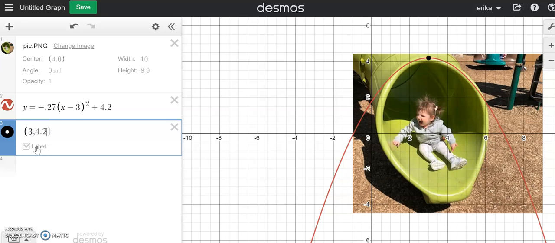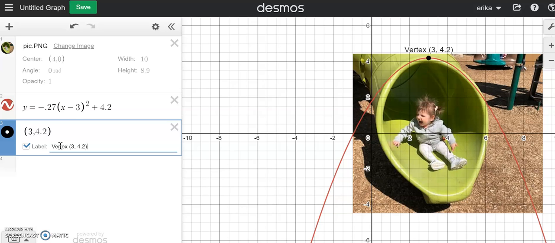I'm going to make it an ordered pair. I'm going to close my parenthesis. Now it bolded that dot. And now you label it however you want. So like, do you just want to call it the vertex? Or do you want to write 3, 4.2 so I see where your vertex is?